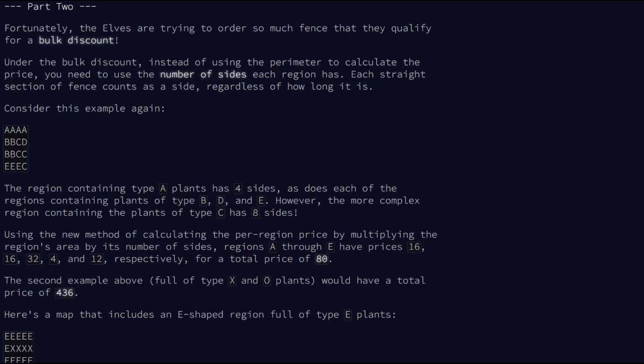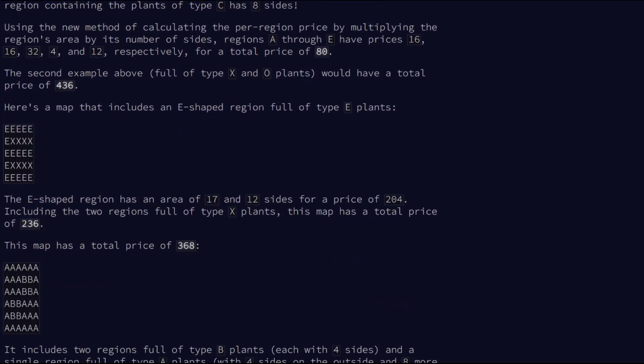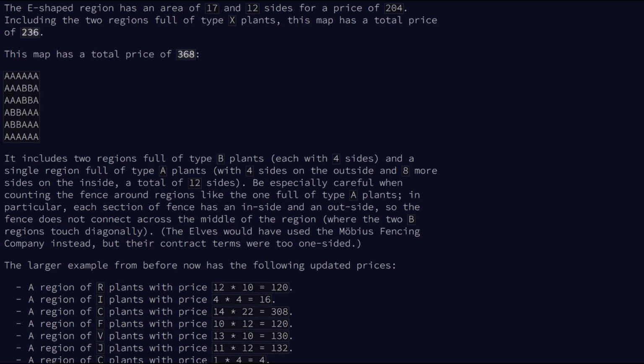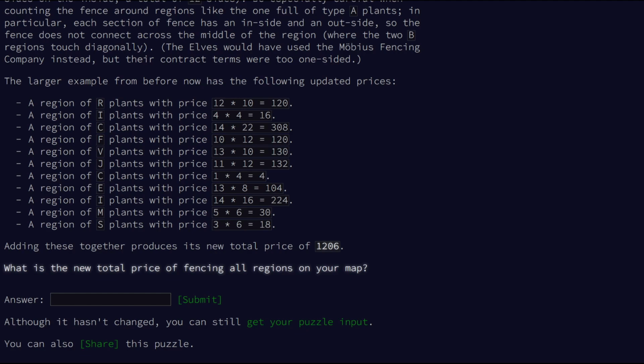All right, let's see what's going on with part 2. Fortunately, the elves are trying to order so much fence they qualify for a bulk discount. Under the bulk discount, instead of using the perimeter to calculate the price, you need to use the number of sides each region has. Each straight section of fence counts as a side regardless of how long. I see. Okay.